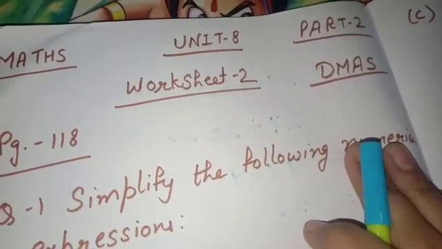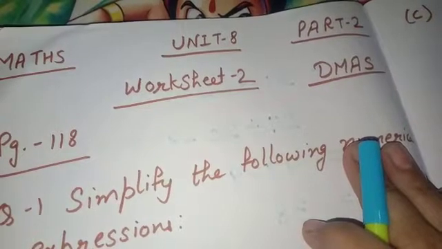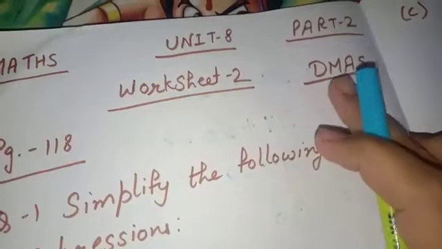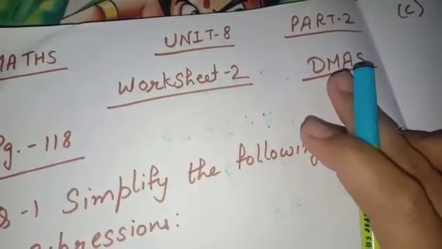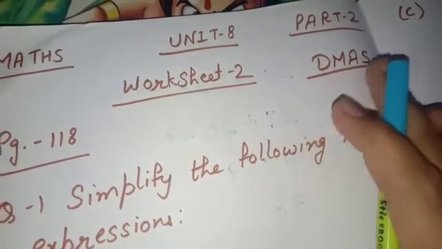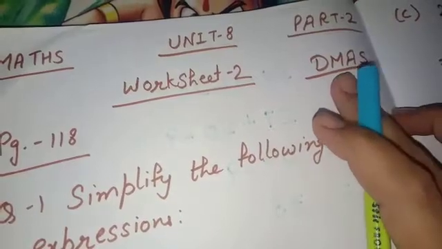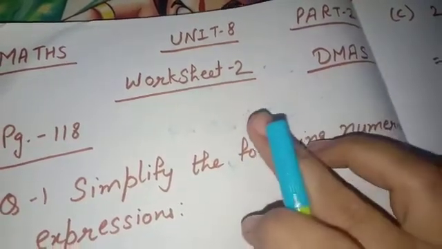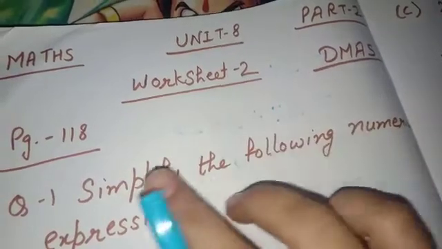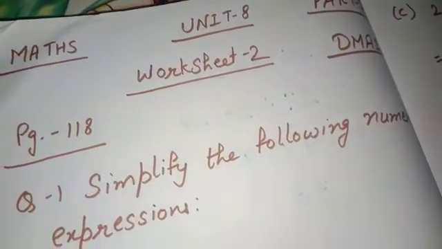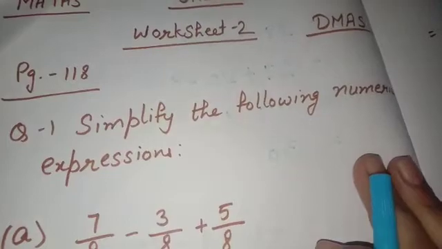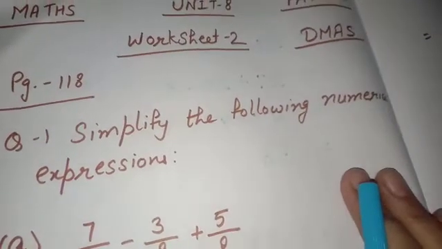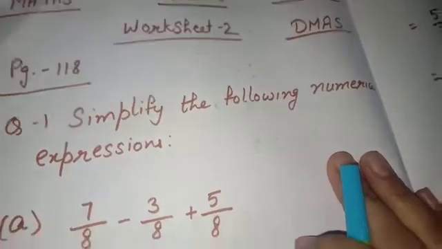Today we are continuing Unit 8. In Worksheet 1, we have done the rule DMAS: division, multiplication, addition, and subtraction. Now, following the same rule DMAS, we are doing Worksheet 2, which is at page number 118 of our book. Question number 1 of worksheet 2 is simplify the following numerical expressions.